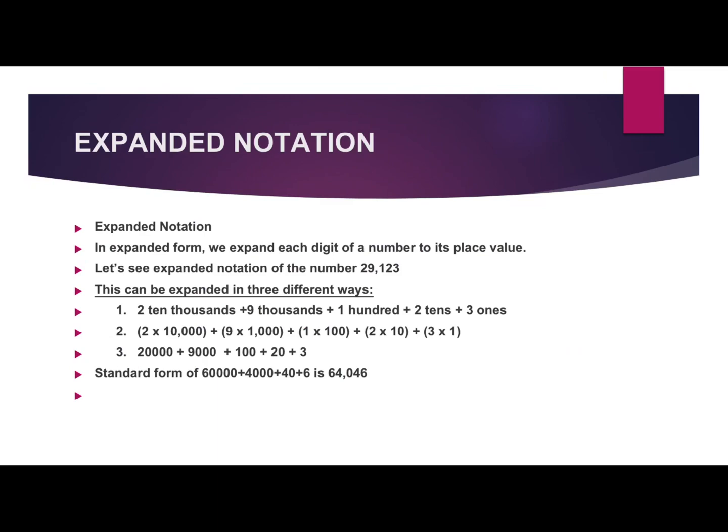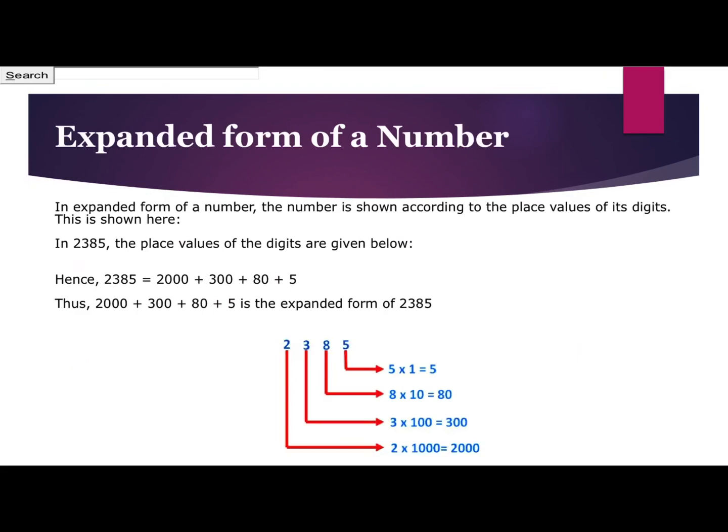The standard form of another number, 64,046. Now what is the expanded form here? 60,000 plus 4,000 plus 40 plus 6. Now let me take the expanded form of the number 2,385. What is the expanded form here? 2,000 plus 300 plus 80 plus 5.